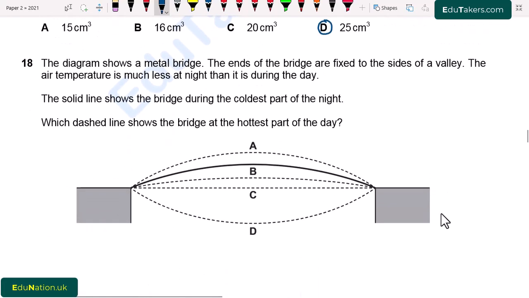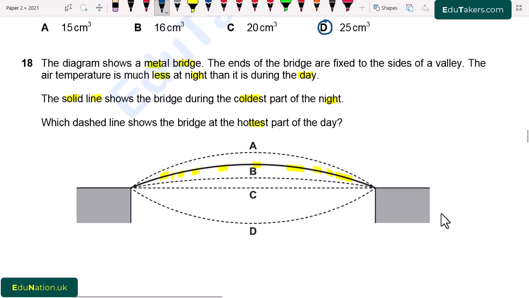Question number 18. The diagram shows a metal bridge. The ends of the bridge are fixed to the sides of a valley. The air temperature is much less at the night than it is during the day. The solid line shows the bridge during the coldest part of the night. So this solid line is basically when the temperature is low or during the night. Which dashed line shows the bridge at the hottest part of the day?